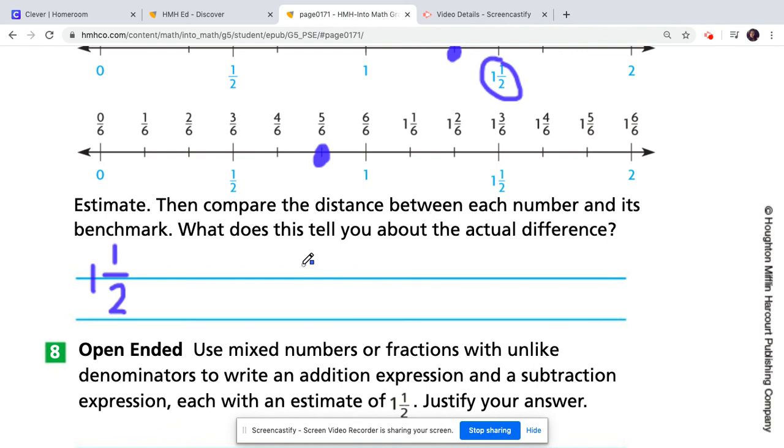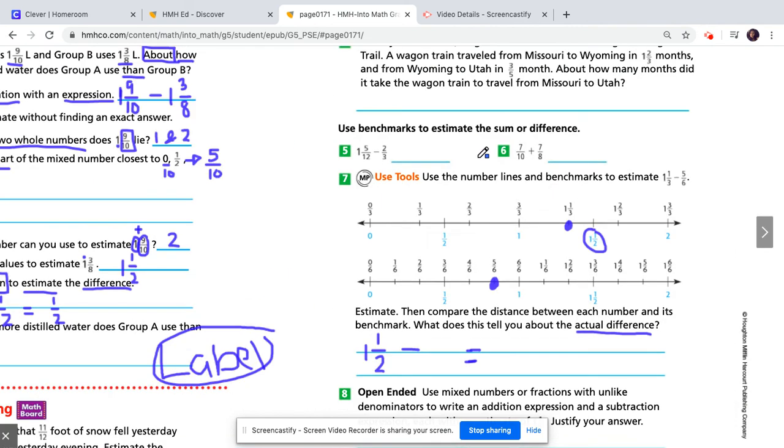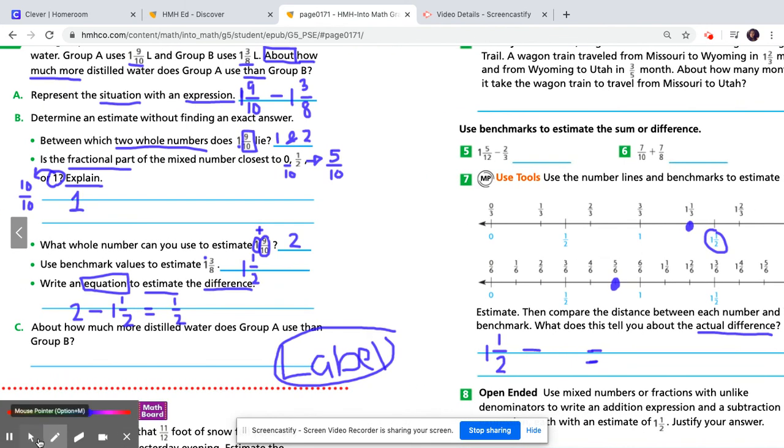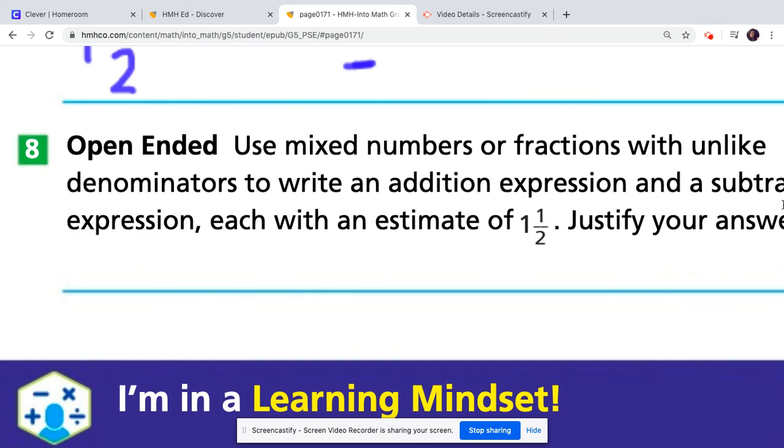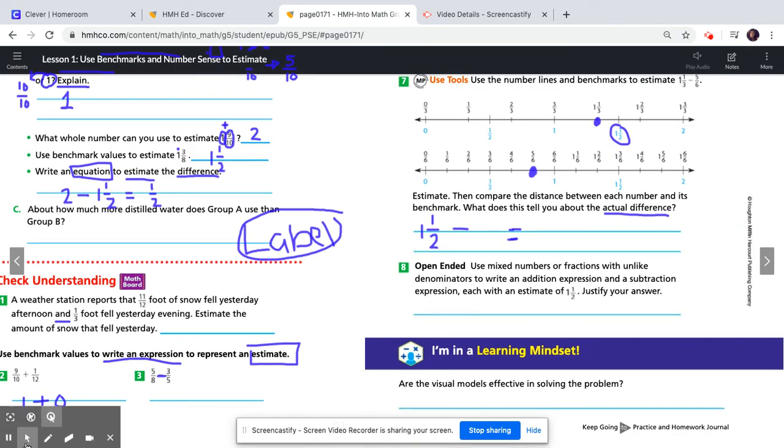All right? And then you're going to actually compare them. So you're going to go ahead and subtract whatever you also estimate this to be, and then tell me what is the actual difference. You're going to give me the answer to that after you subtract it, and then tell me what is the actual difference. Okay, number 8, it wants you to create your own expressions where 1.5 will be the answer after you estimate your problems.